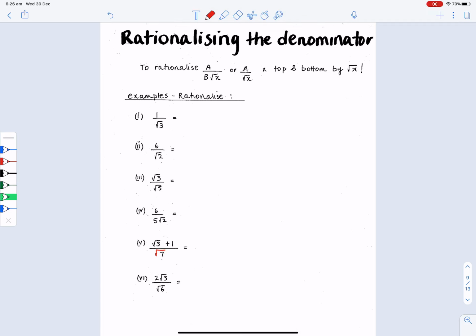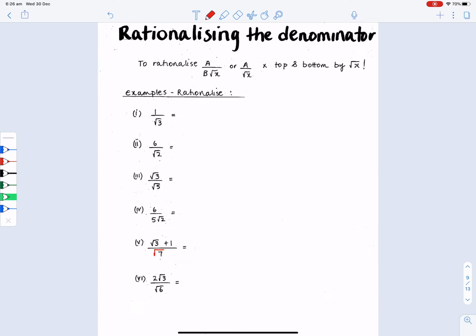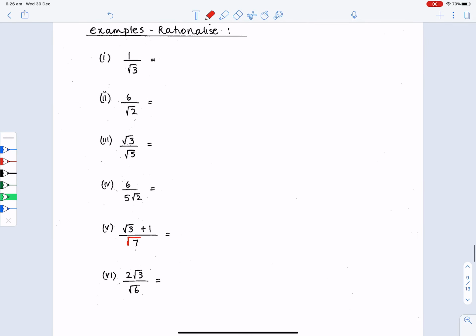If you have a look at all of these denominators, they're all surds. And surds are irrational, as we mentioned at the beginning of this chapter. So this denominator is root 3, that's root 2, that's root 5, that's 5 root 2. That says 7, but it's meant to be root 7. And that one there is root 6.